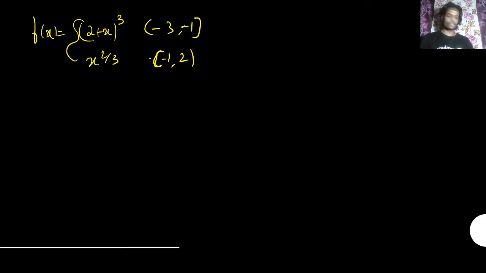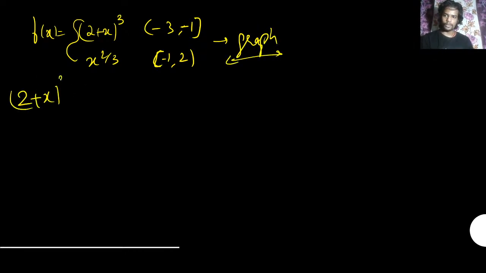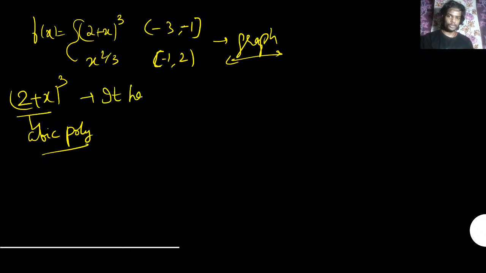Fine, so we would like to draw the graph of this. First we have to draw the graph of this function. So first we'll say, okay, let's try to draw the graph of (2 plus x) cube. This is a cubic polynomial, and what about this cubic polynomial? It has only one root, and that root is x equal to -2.